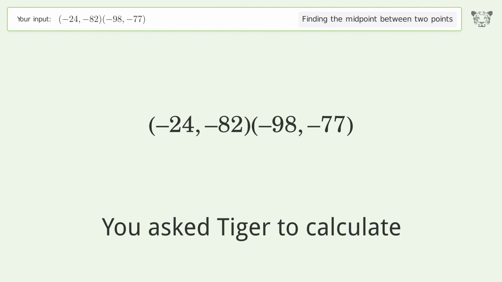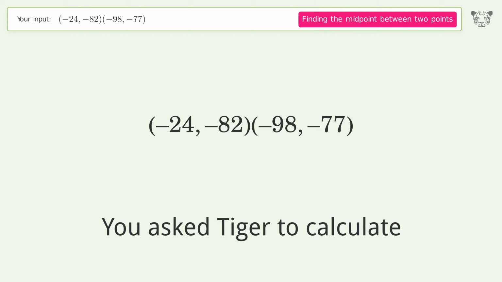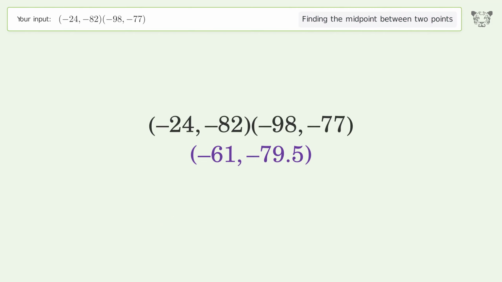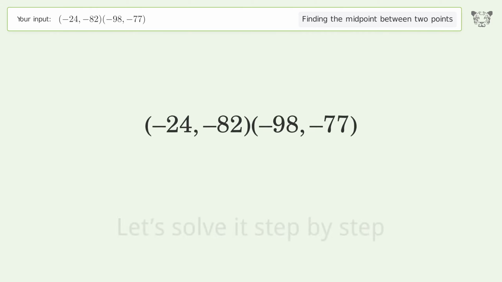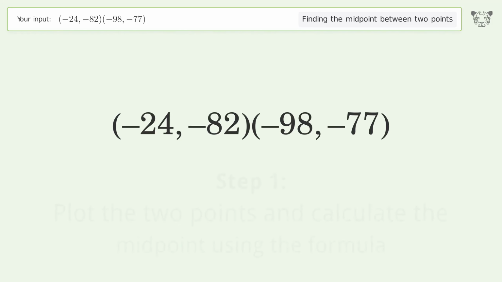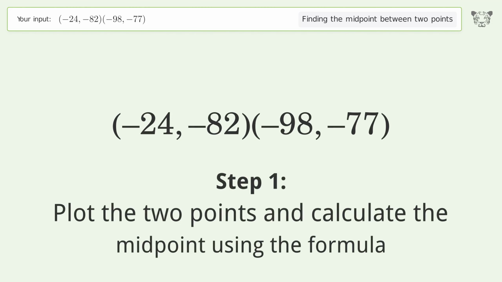You ask Tiger to calculate. This deals with finding the midpoint between 2 points. The midpoint between the 2 points is -61, -79.5. Let's solve it step by step. Plot the 2 points and calculate the midpoint using the formula.